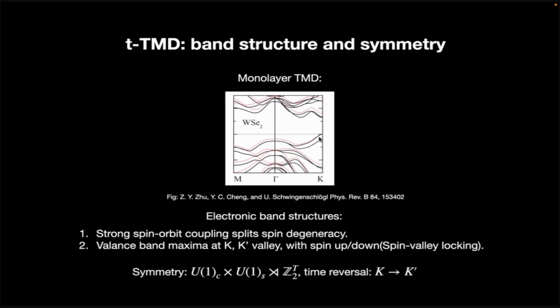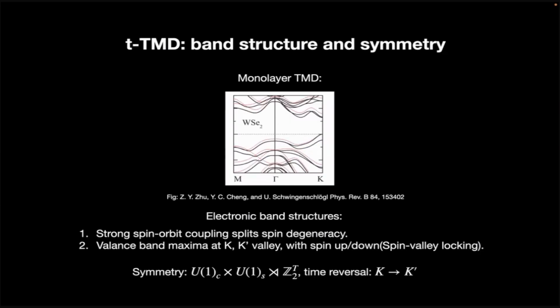The valence band maxima are at the K and K prime valleys, with the spins pointing up and down, respectively. This is known as spin-valley locking. Essentially the electrons at the K valley are pointing up, and the electrons at the K prime valley are pointing down. So the system has charge conservation, spin rotation symmetry, and time reversal symmetry. So it's an insulator with a spin conservation symmetry and time reversal symmetry.